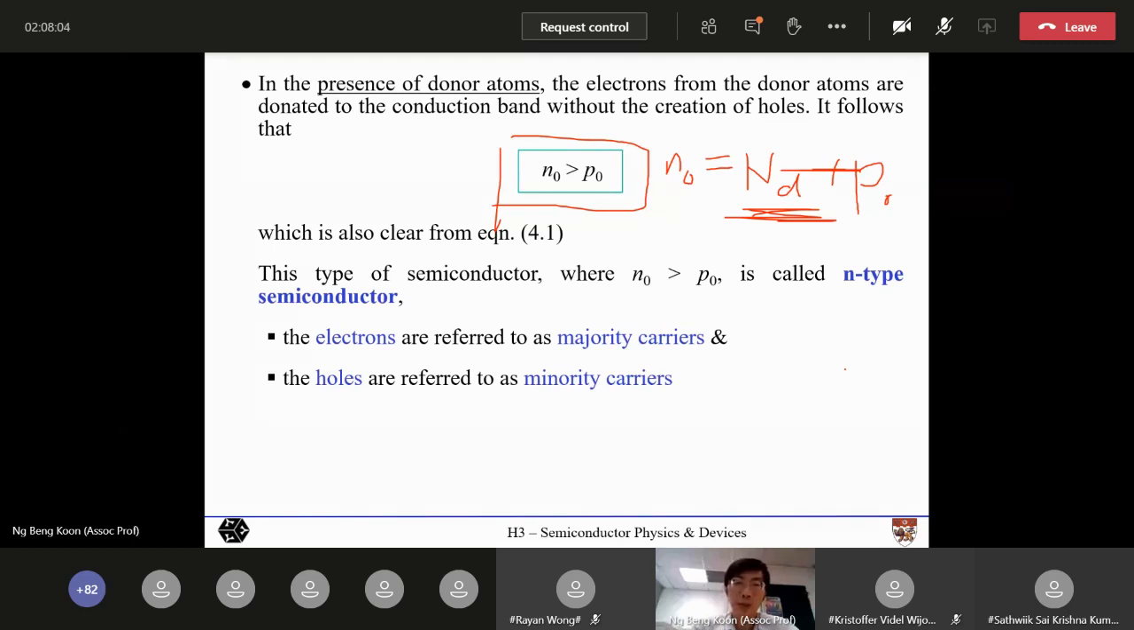So we call this type of semiconductor material the N-type semiconductor, because there are more electrons than holes. And in this kind of semiconductor material, the electrons are called the majority carriers because they are larger in number, and the holes are known as the minority carriers because they are smaller in number. These are terminologies that you need to take note of: N-type semiconductor, majority carriers are electrons, minority carriers are the holes, because of the difference in number.